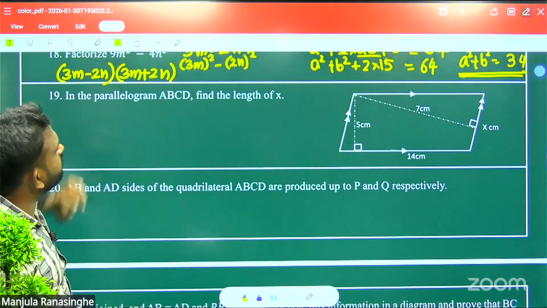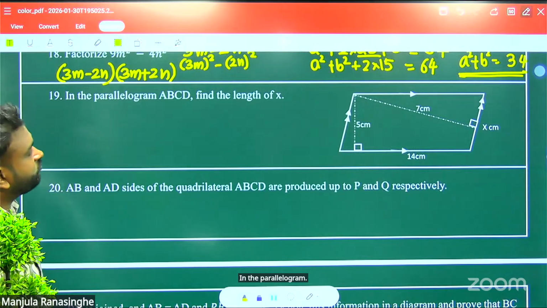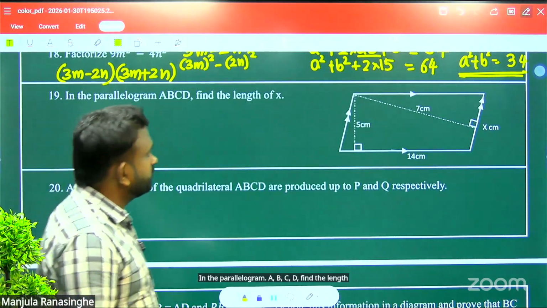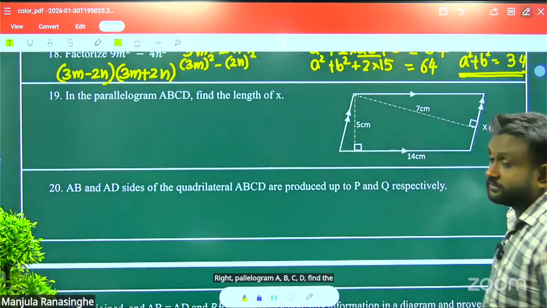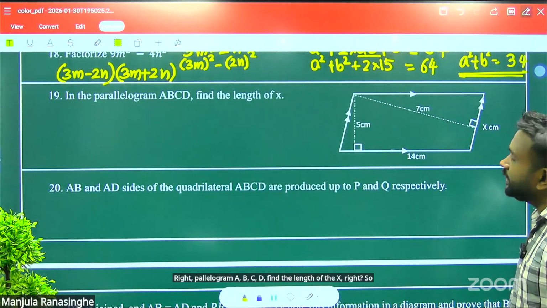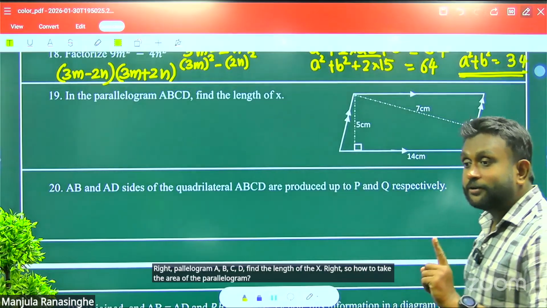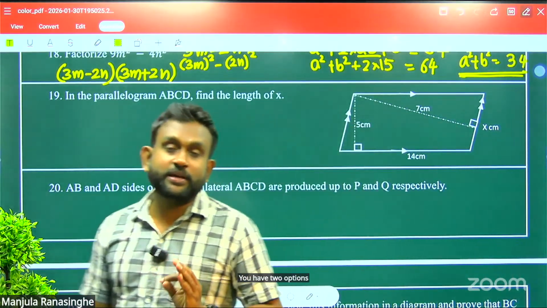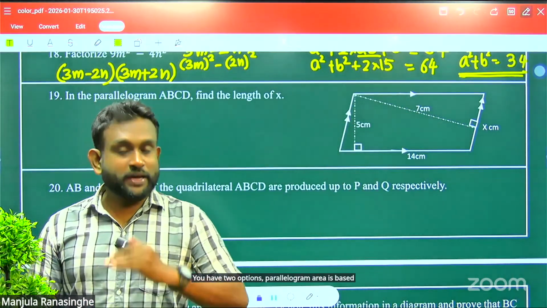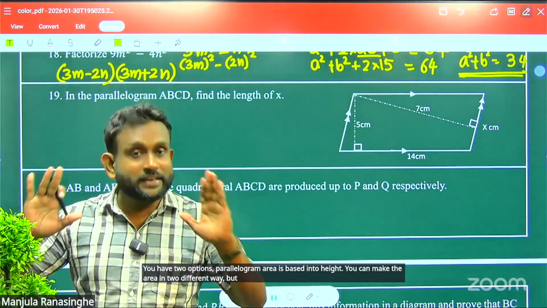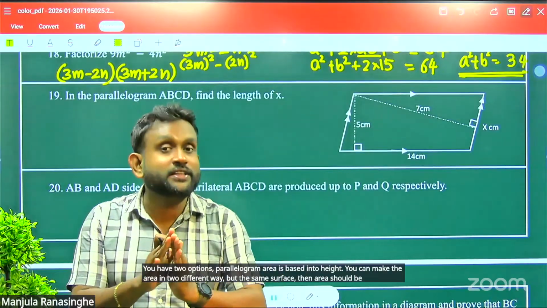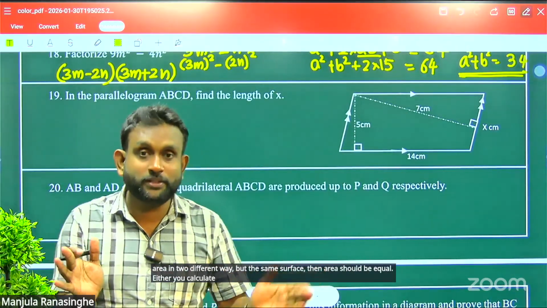In the parallelogram ABCD, find the length of x. Right. Parallelogram ABCD, find the length of x. So how to take the area of the parallelogram? You have two options. Parallelogram area is base into height. You can find the area in two different ways, but the same surface, so the area should be equal. Either way you calculate, no problem.